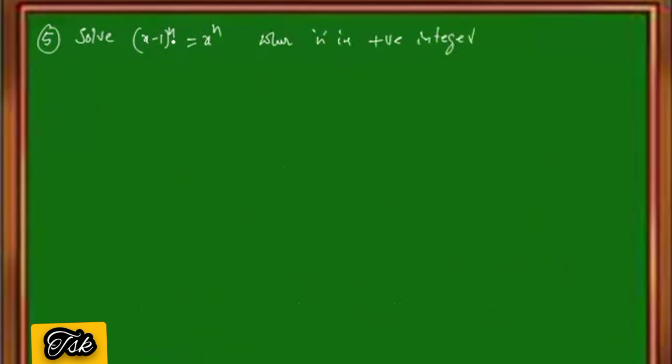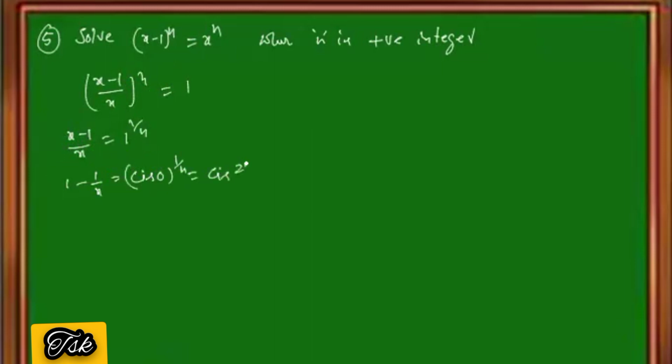X to the power of x minus 1 whole to the power of n. Look here, x minus 1 by x whole to the power of n. Take x to the power of n this side, it is equal to 1. This can be written as x minus 1 by x is equal to 1 to the power of 1 by n. Okay, divide this. 1 minus 1 by x. This can be written as cis 0 whole to the power of 1 by n. This can be written as cis 2k pi plus 0 by n.